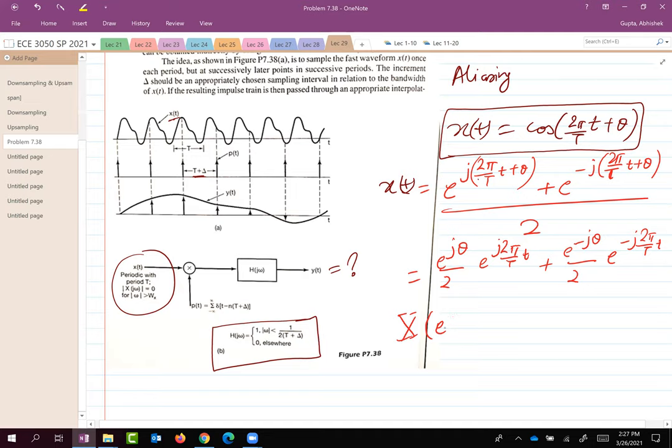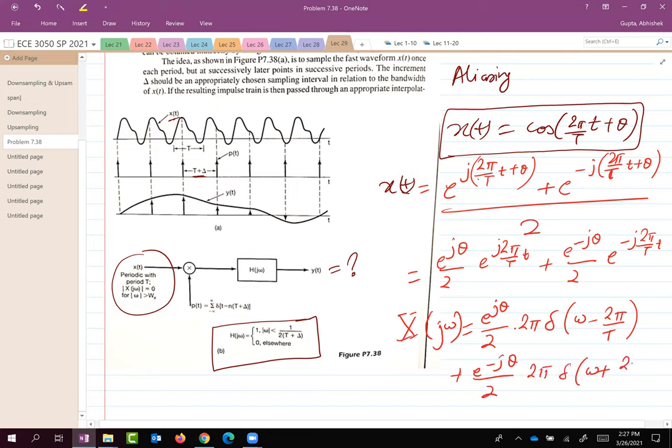So my X(j omega) is going to be e raised to j theta over 2 times delta(omega minus 2 pi over T), plus e raised to minus j theta over 2 times delta(omega plus 2 pi over T), with a factor of 2 pi. This is the usual stuff from chapter 4 and chapter 5, the Fourier transform stuff. Any questions so far?